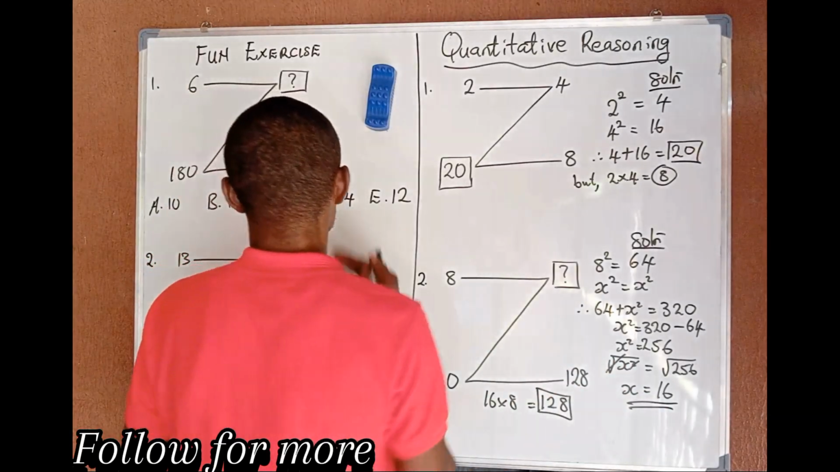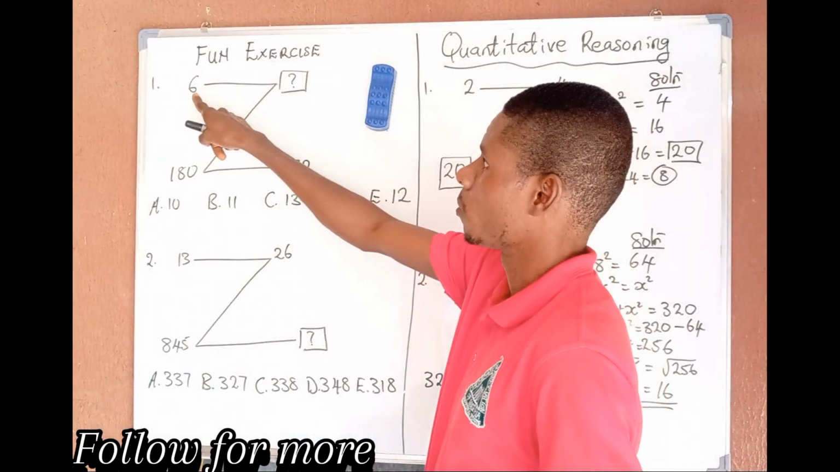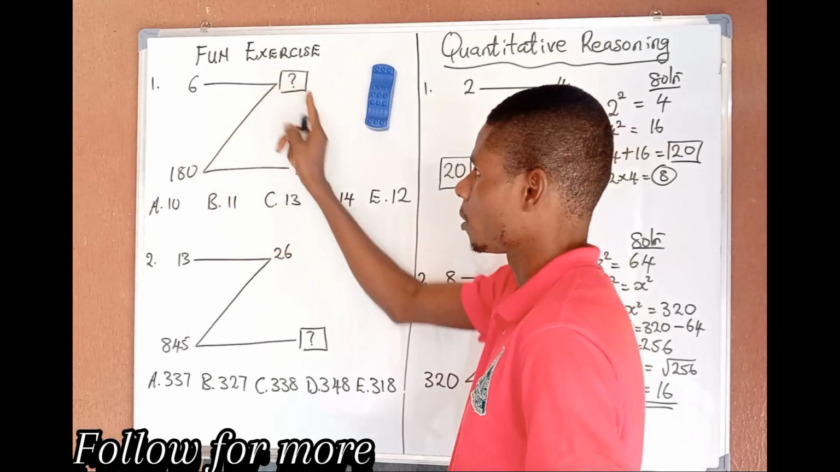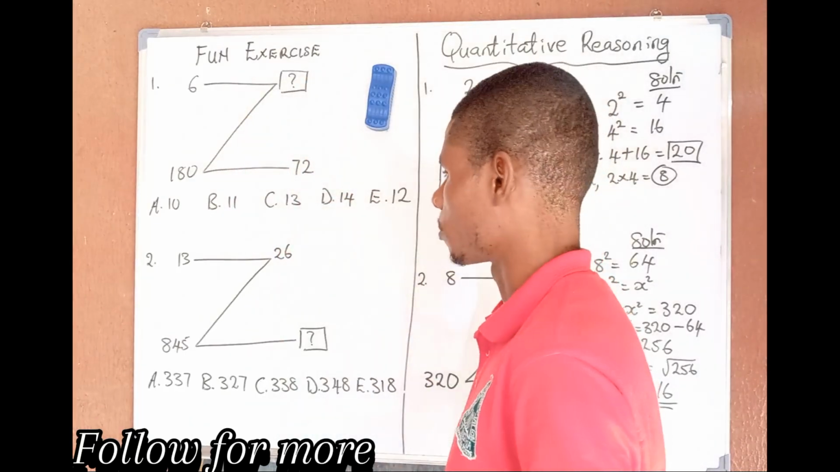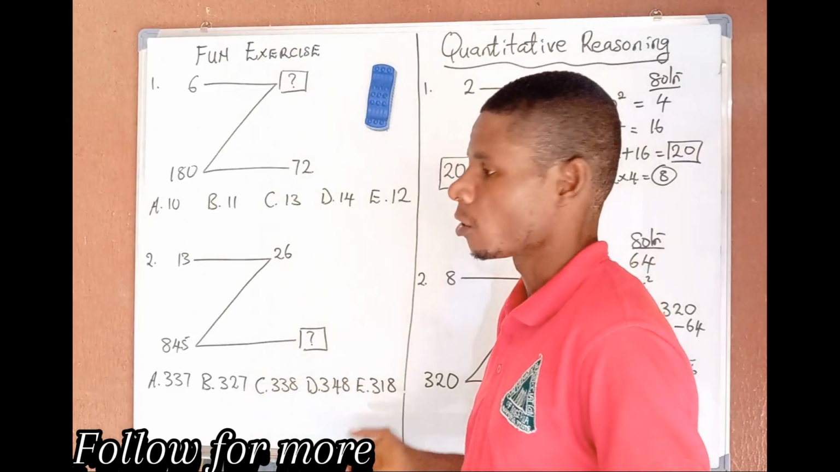Now, here is the fun exercise we have here to find. Remember, we need to square here and square what is supposed to be here before you can get this. And then when we multiply it by this, we get what is supposed to be here. All right, so here again, we need to find this, and these are options.